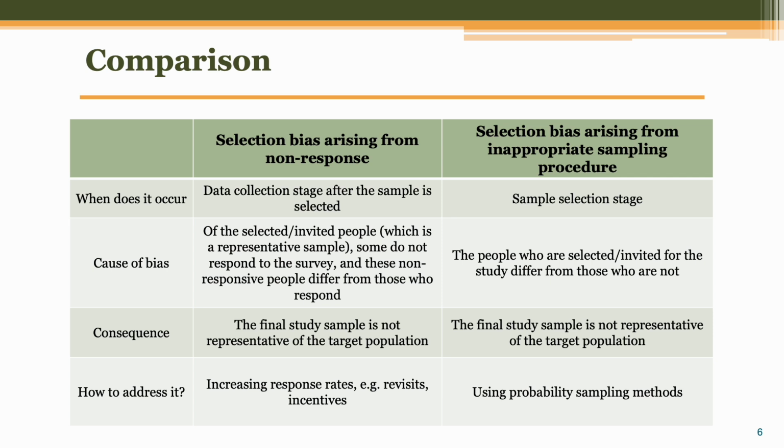In the previous module, we introduced selection bias arising from inappropriate sampling procedure, which occurs at the sample selection stage when the people who are selected or invited for the study differ from those who are not.